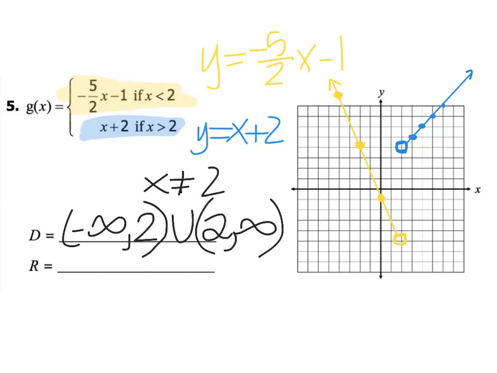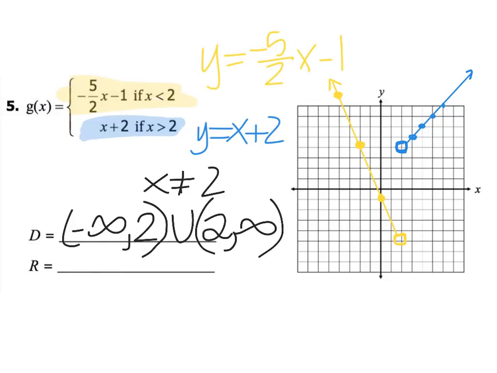When we write it like this, we're saying we're skipping over 2 because we're not including 2 on either side. But we're saying from negative infinity all the way up until 2, but not including 2, and then from 2, but not including 2, towards positive infinity. All right, so that's how we would write this domain.